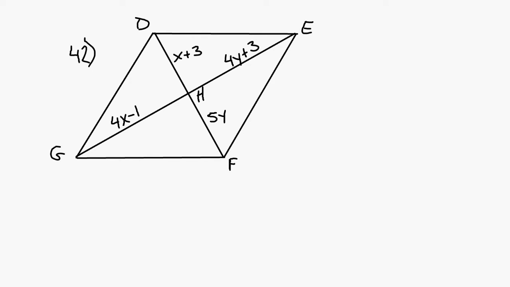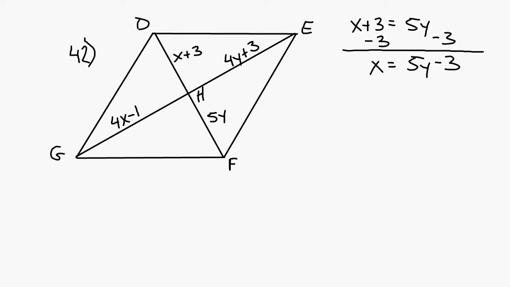So your setup, diagonals in a parallelogram bisect each other. So x plus 3 equals 5y. And what you're going to do is solve for x right here first by subtracting 3 from each side. So your x equals 5y minus 3. Now that you know what x equals, you're going to write another equation where your 4x minus 1 is equal to this 4y plus 3.